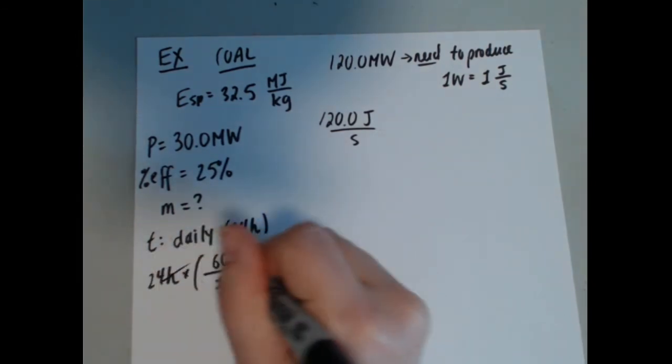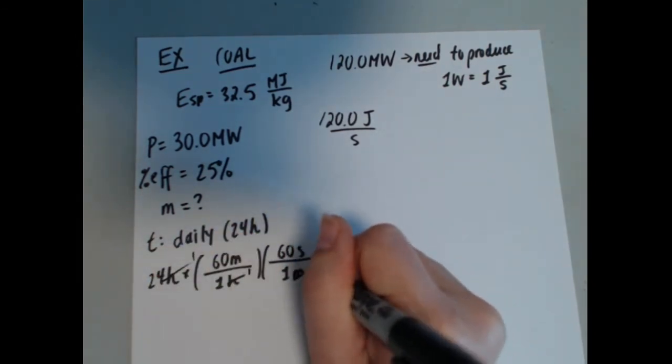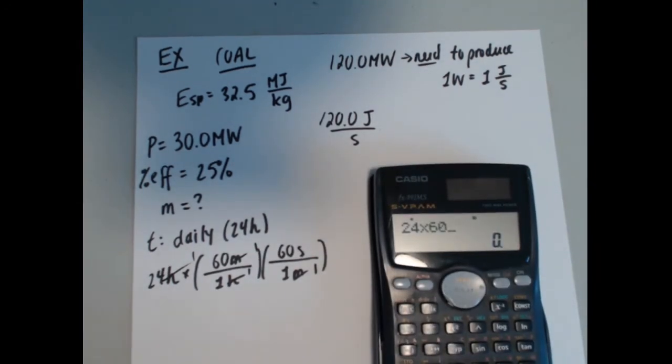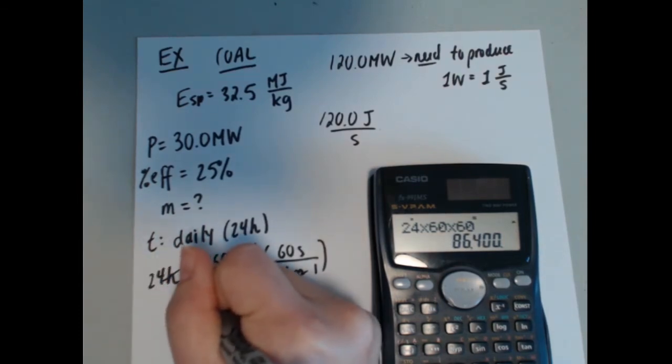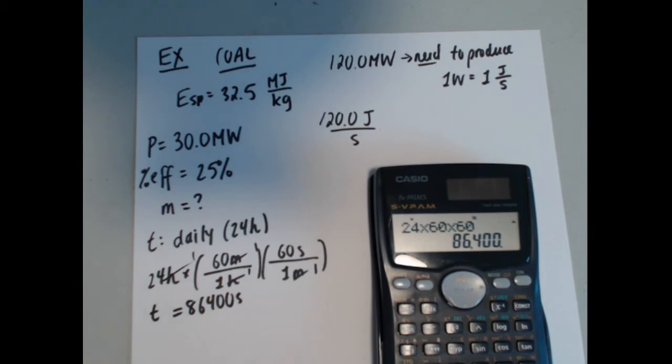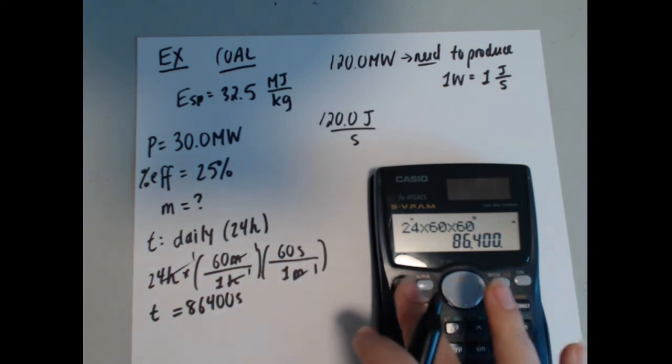Okay, so hours cancels with hours, minutes cancels with minutes, and you're left with seconds. So 24 times 60 times 60, and we get 86,400. And this is what I was saying earlier. The more you do these types of questions, this number is going to sound more and more familiar to you. Hopefully it is already sounding familiar to you.